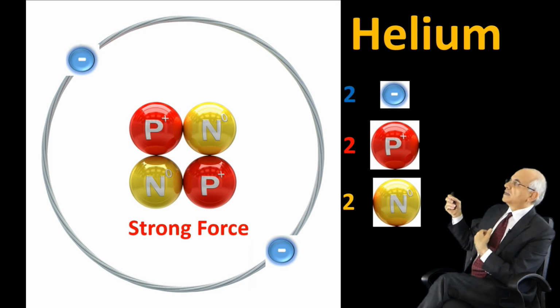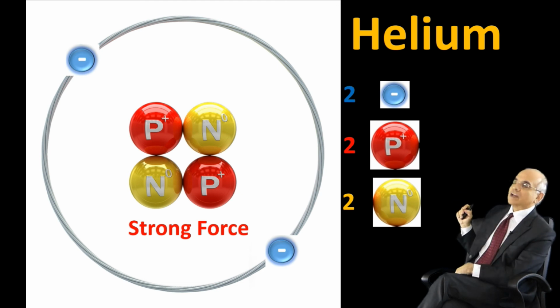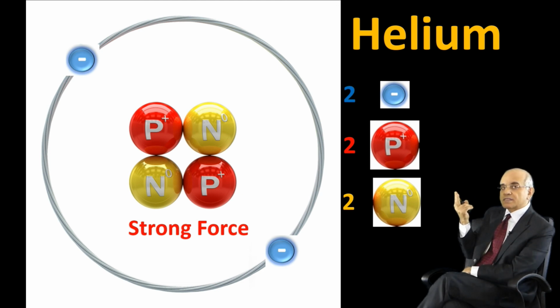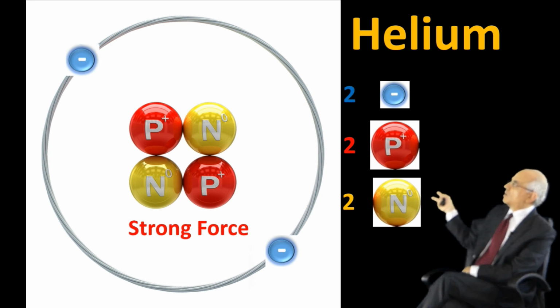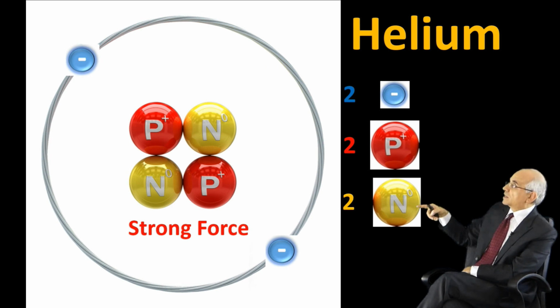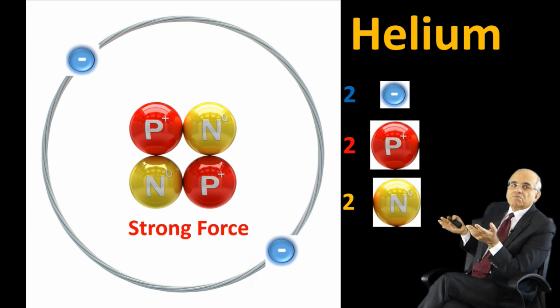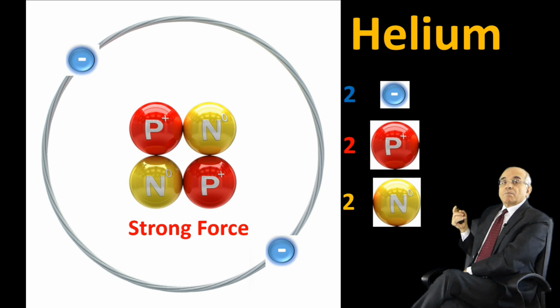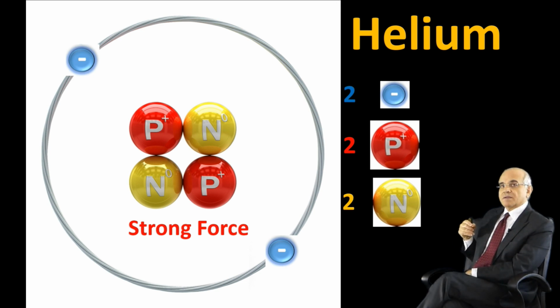Helium is interesting. It has a new kind of particle. Helium has 2 protons and 2 electrons. So obviously it is neutral. It's not positive or negative because the 2 protons are positively charged. The 2 electrons are negatively charged, and they cancel each other out. So the atom is neutral. But there's something new here, something interesting.